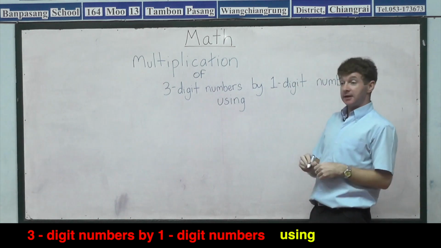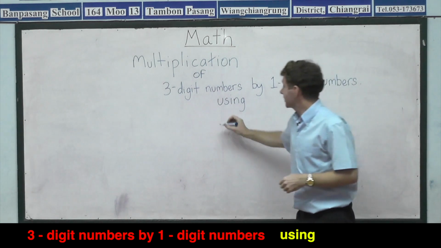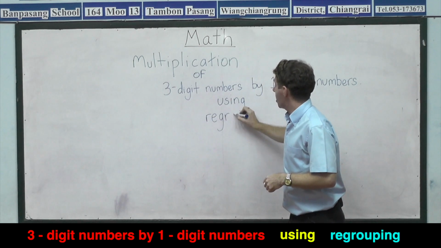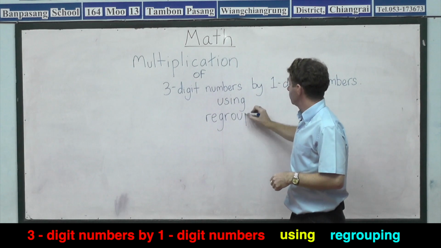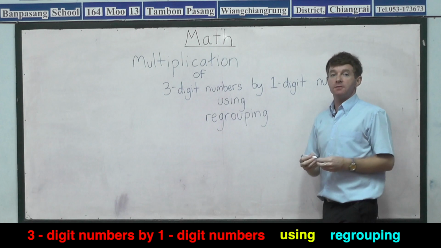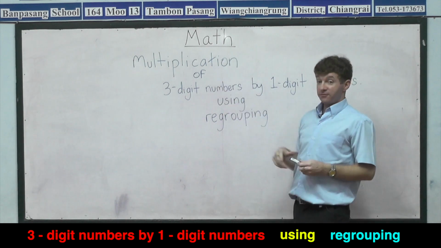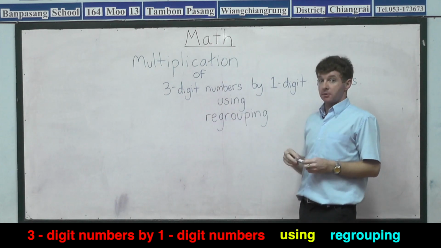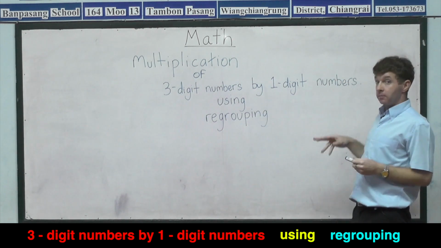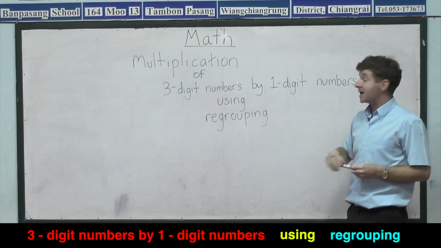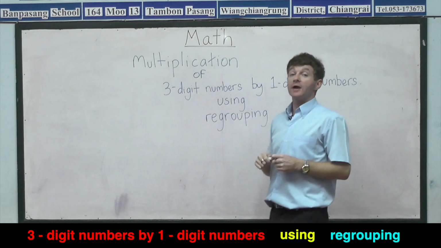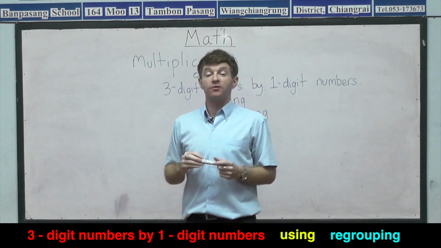So now we're going to be using, U-S-I-N-G, using regrouping, R-E-G-R-O-U-P-I-N-G. Multiplication of three-digit numbers by one-digit numbers, and this time using regrouping.